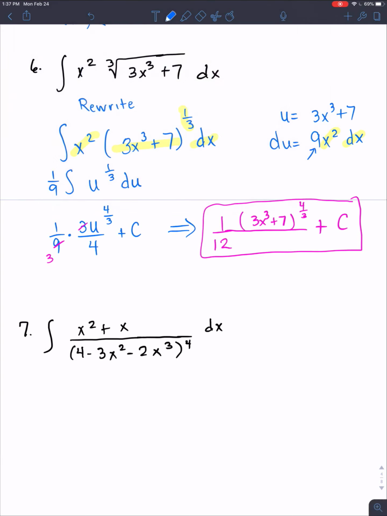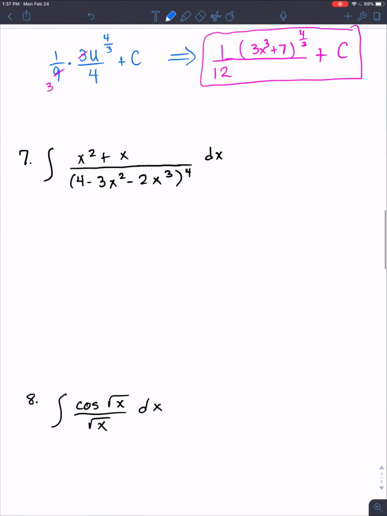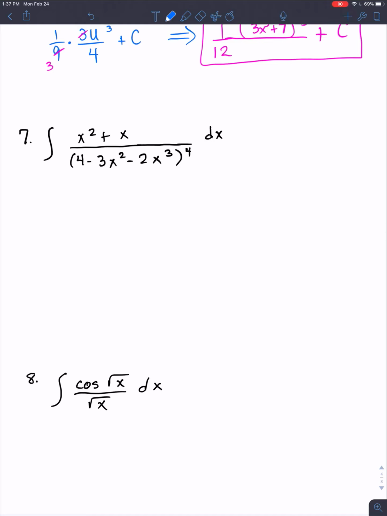Okay. Alright, this one looks a little bit different. The one with the exponent is in the denominator, and that's okay. We're going to show you how that plays out in just a second. So u is going to be the 4 minus 3x squared minus 2x cubed. I think that's everything. Take the derivative. What's that? Negative 6x minus 6x squared dx.